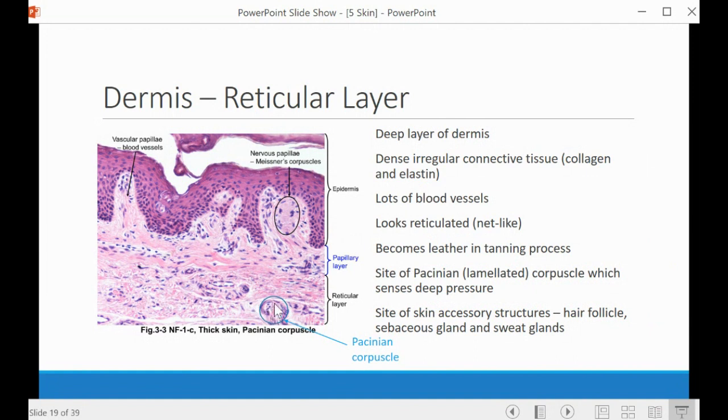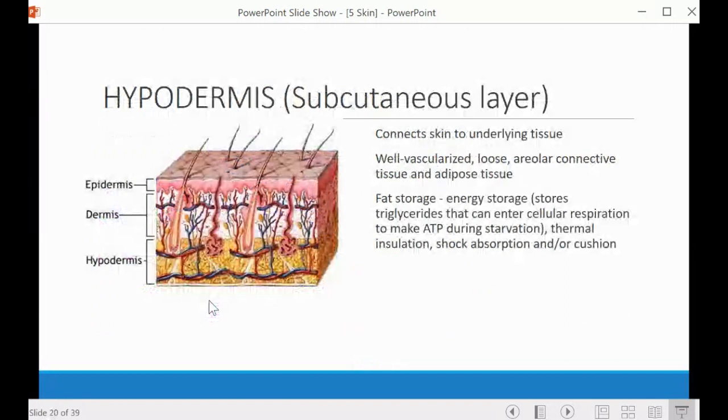And the Pacinian corpuscle, look, it's really deep. Because it's really deep, it senses deep pressure. Fine, deep, right? So fine touch, deep. It's also where we're going to find the hair follicles, sebaceous glands, and our sweat glands.